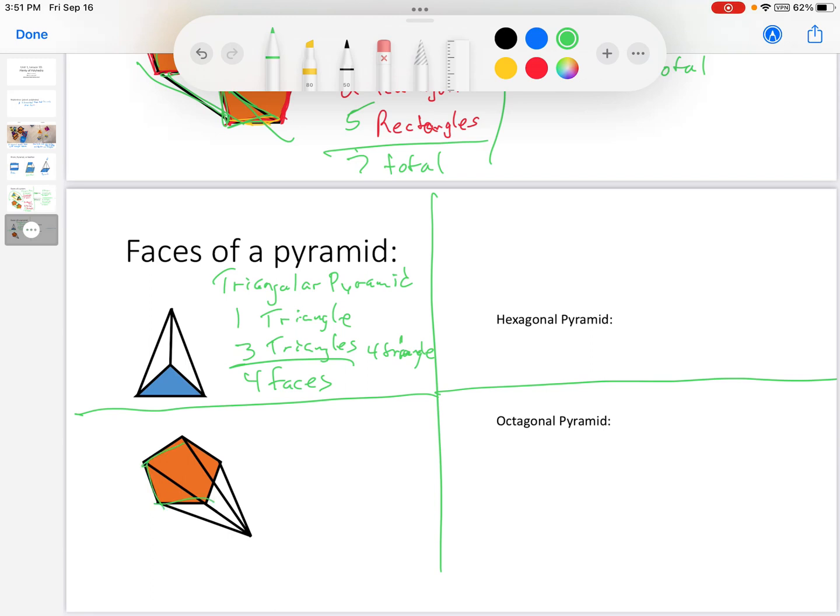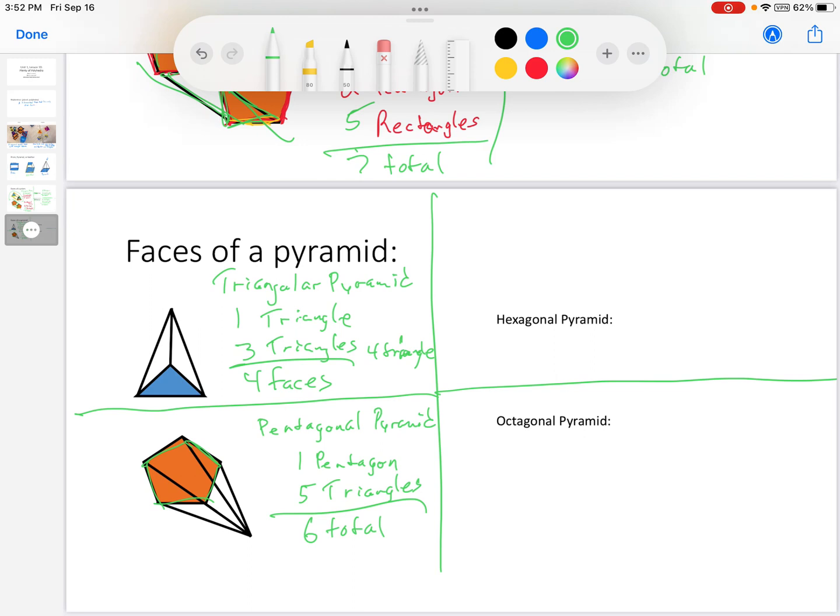Now, this is not a triangular prism. The shape of the base is a pentagon, so therefore this is a pentagonal pyramid. So, how many bases does it have? It has 1 base. All pyramids have 1 base. And in this case, the base is a pentagon, so that means it has 1 pentagon. The other sides are all triangles. How many triangles does it have? Well, it has to have 1 for each side of the pentagon. A pentagon has 5 sides, so that means there are 5 triangles. How many total is that? 1 plus 5 makes 6 total.